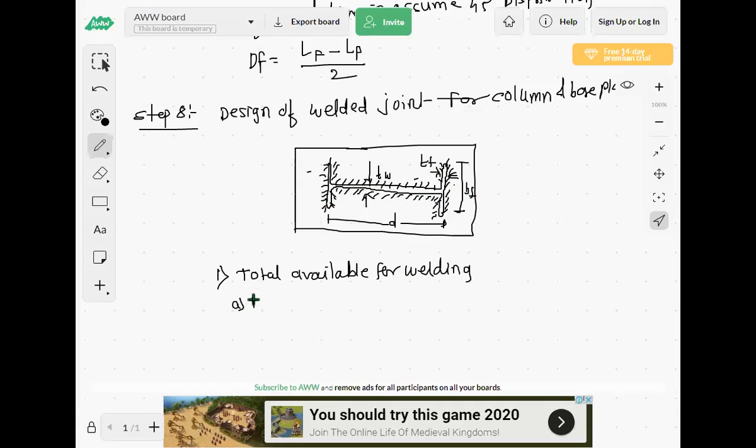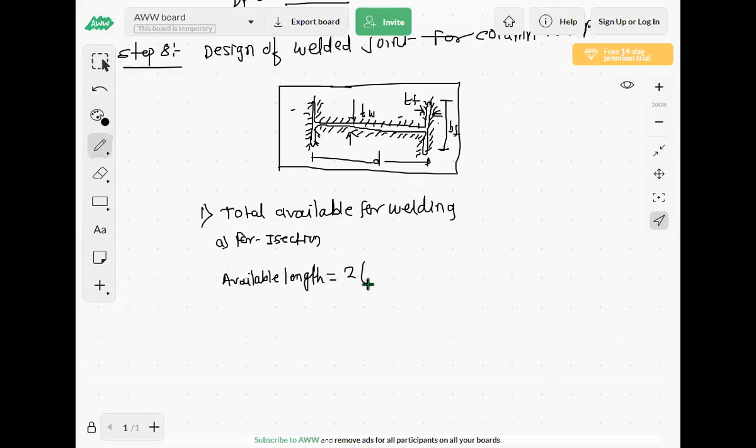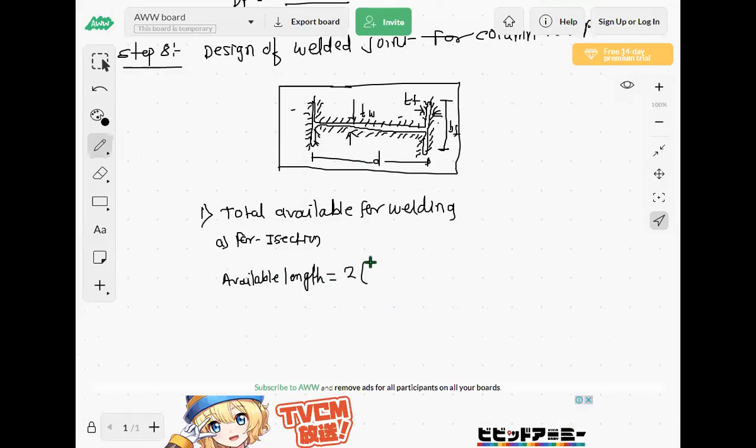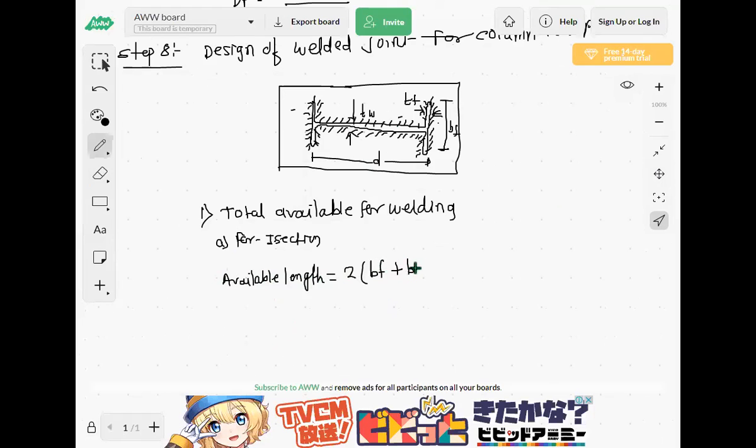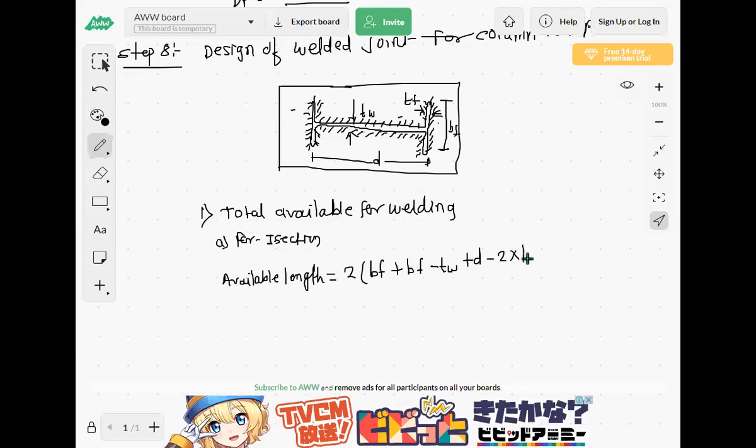So for available length for welding, first we will calculate for I section. As a column we can use channel section also. So first we will calculate available length for I section. Available length for welding is equal to, I will write the formula first, then I will tell you how this formula comes: 2 into (bf plus bf minus tw plus d minus 2 into tf).